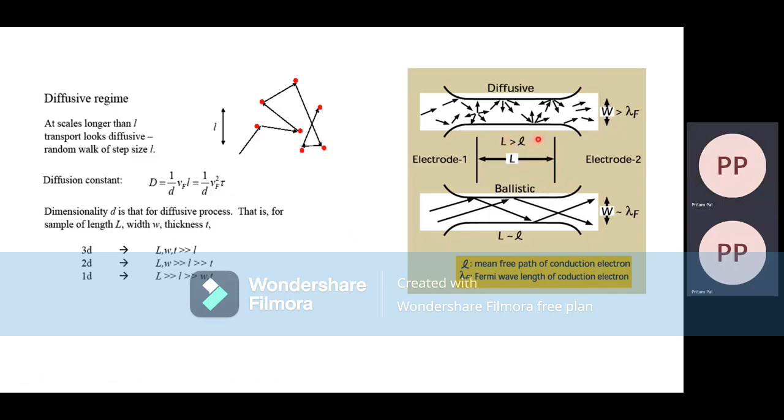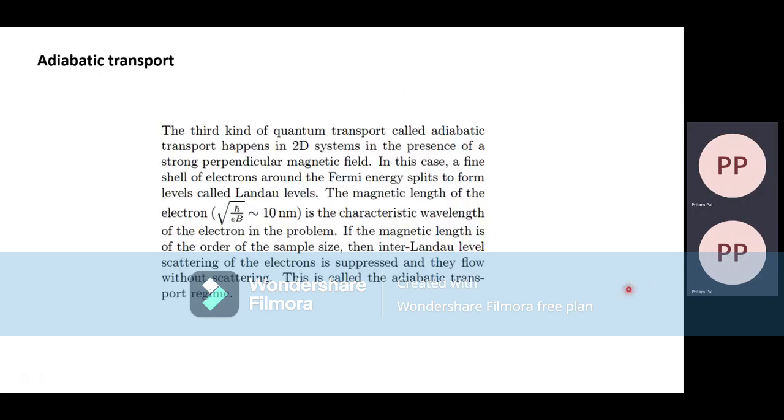So this is the diffusive case where basically the system size is greater than L. So the electron will undergo some scattering that has been shown here. And for ballistic, scattering is very little or almost there is no scattering, as the mean free path is basically greater than the system size. So L is the mean free path of the conduction electron. Lambda is the Fermi wavelength of the conduction electron.